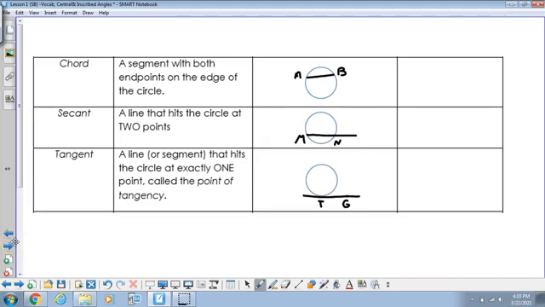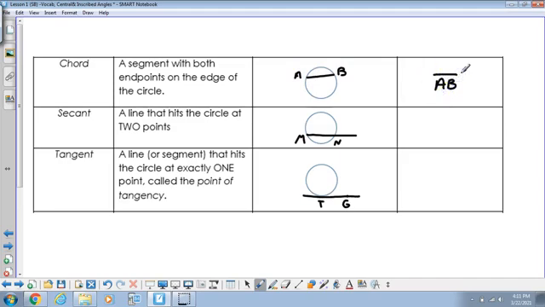Next, we have some other types of segments. A chord is a segment with both endpoints on the edge of the circle. It doesn't have to go through the center. Maybe it goes through the center. A diameter is a special type of chord, but any segment that has endpoints on the edge of the circle is a chord. In this case, we would name it by those two endpoints. We would call it AB and give it a segment symbol.